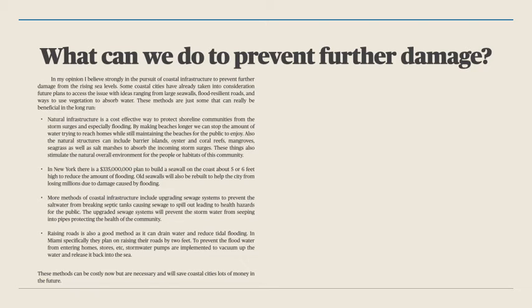Natural infrastructure is a cost effective way to protect shoreline communities from the storm surges, and especially flooding. By making beaches longer, we can stop the amount of water trying to reach homes while still maintaining the beaches for the public to enjoy.